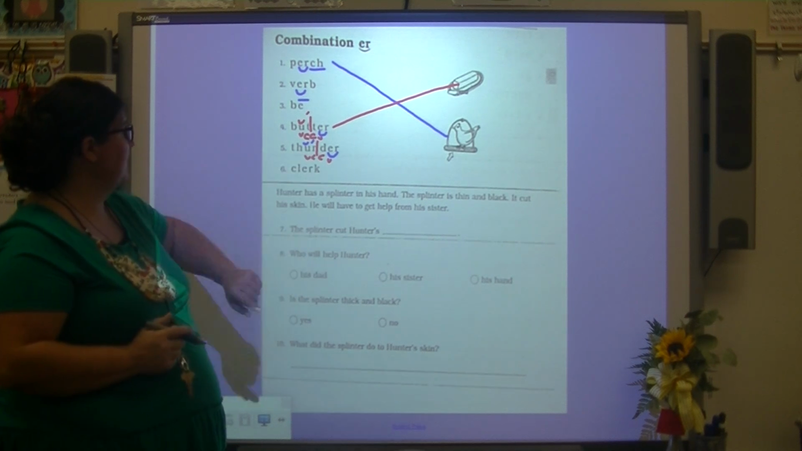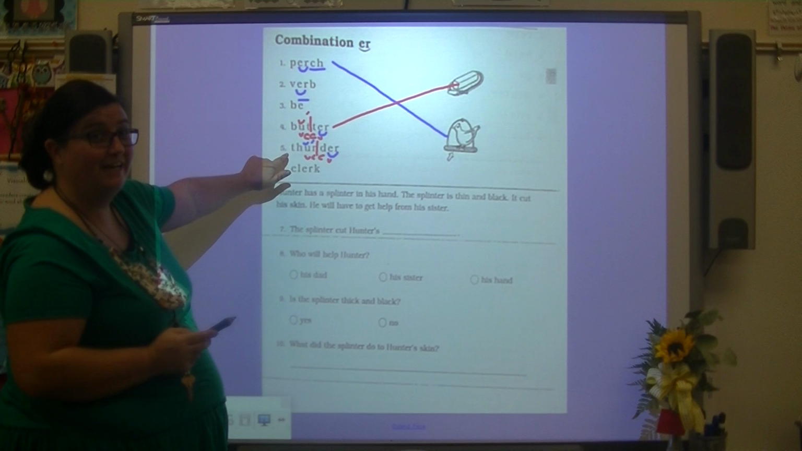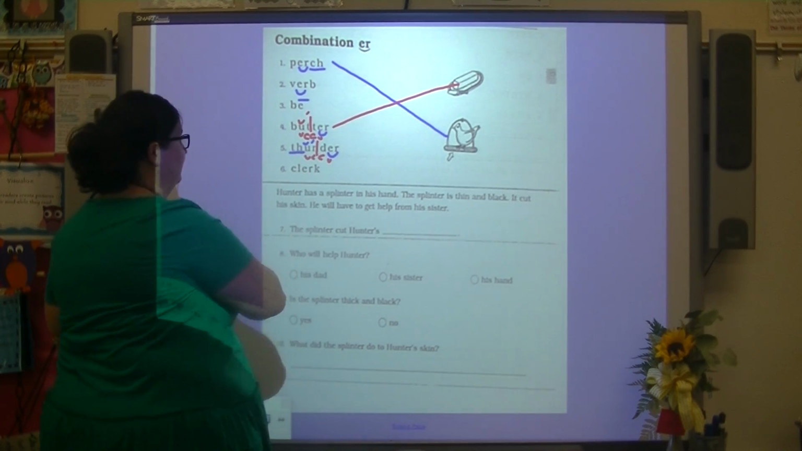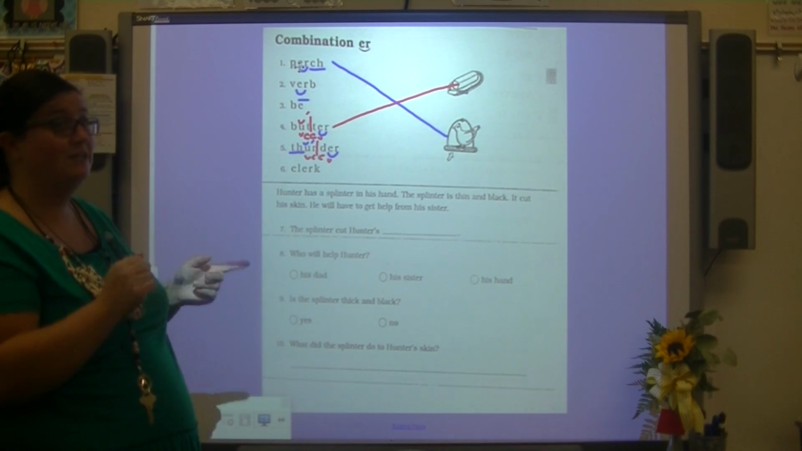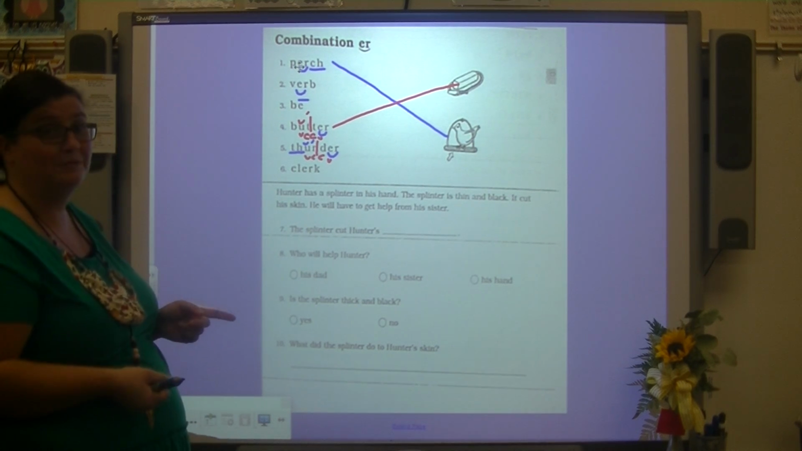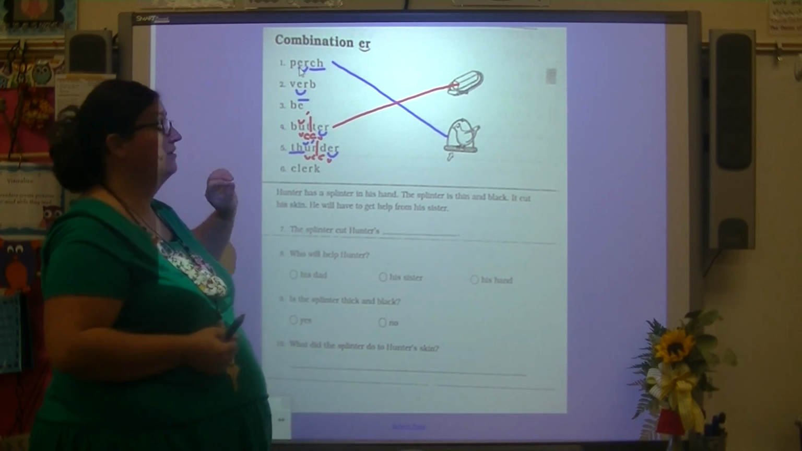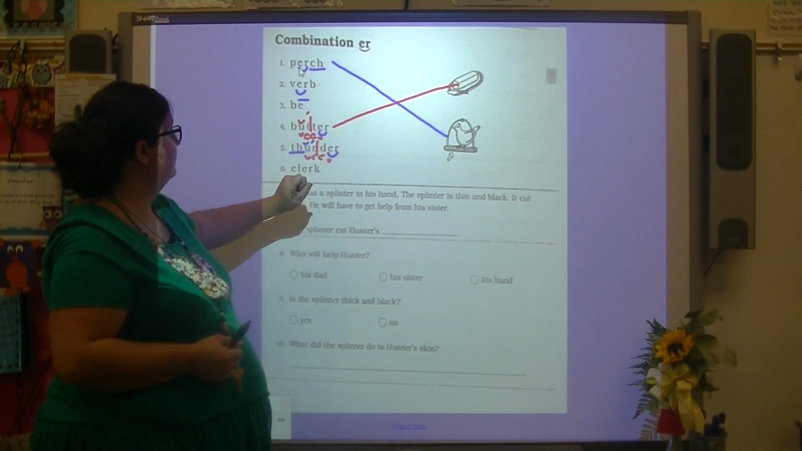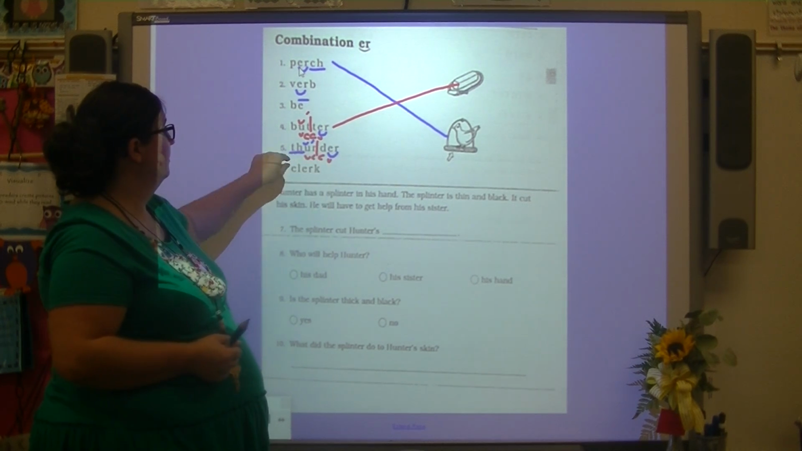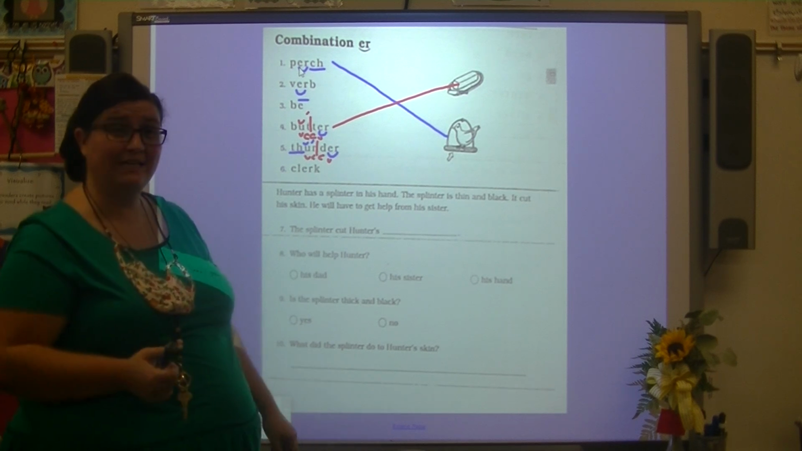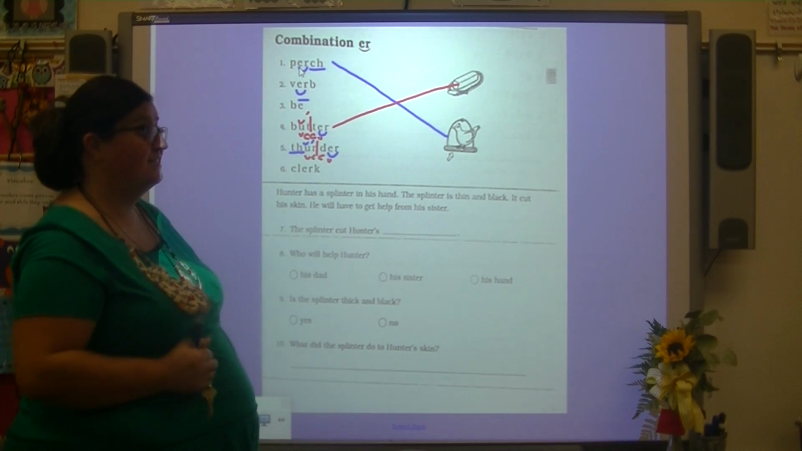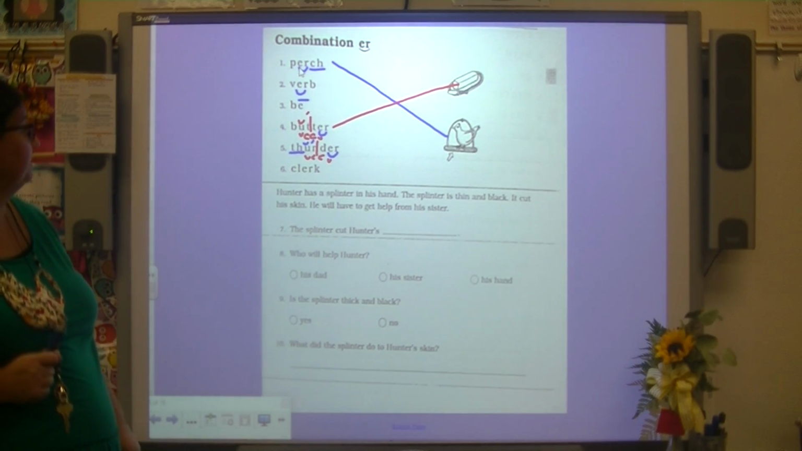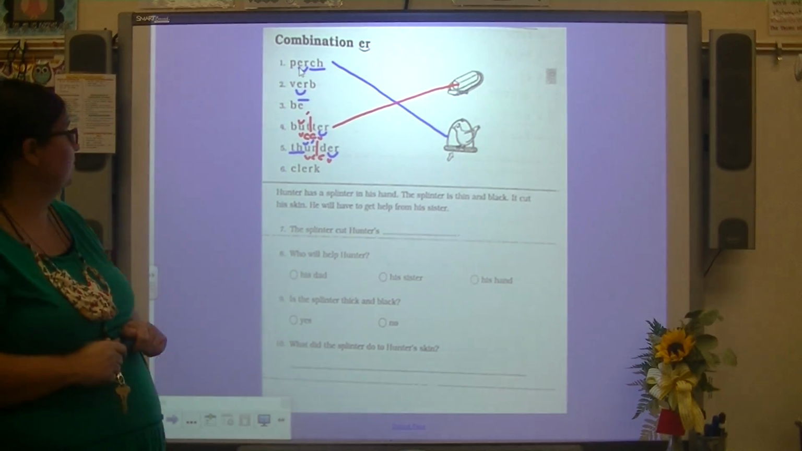Ooh, Miss Byers forgot the digraph. TH is a digraph. Alright, remember it can make two sounds, so we'll have to figure out which sound. Let's start with the sound. Thunder. Does that make sense? Yes, thunder does make sense. Okay. So that's the word, thunder.